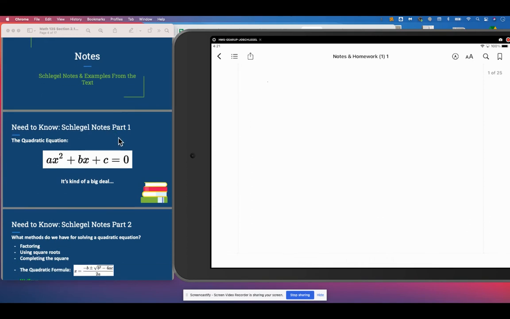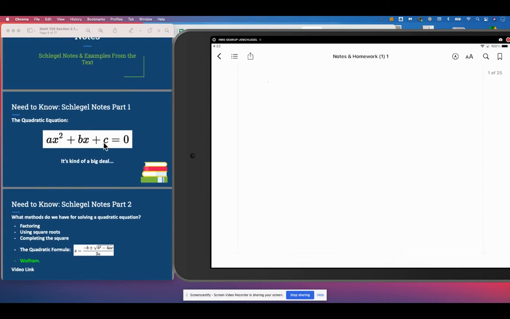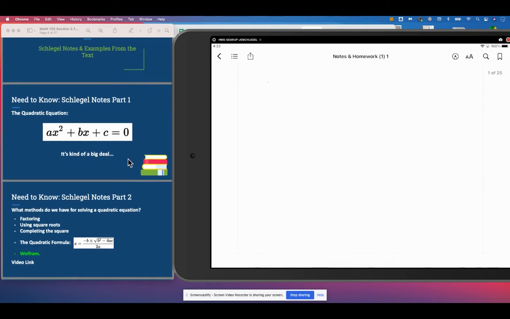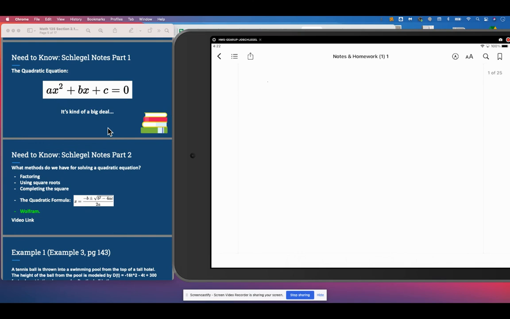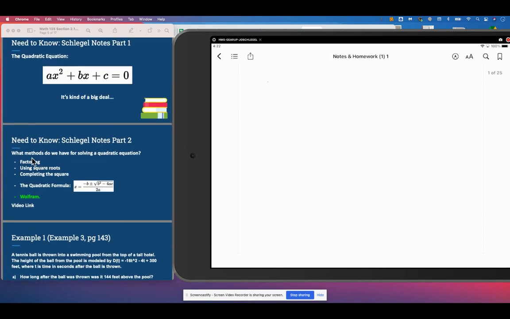The need to know Schlegel notes part 1 is that's the quadratic equation right there. It's probably something you have seen before, even if it looks unfamiliar, and some of you may have used it quite extensively. It is kind of a big deal. That being said, we are not going to worry about that really necessarily at all. So take the information that you have about that coming into the course and use that as you go forward. And if you are lacking information about that, recognize that it's going to be okay and you don't need to worry about it.